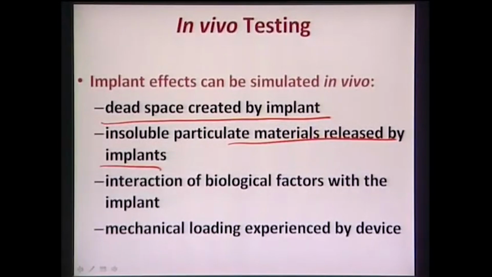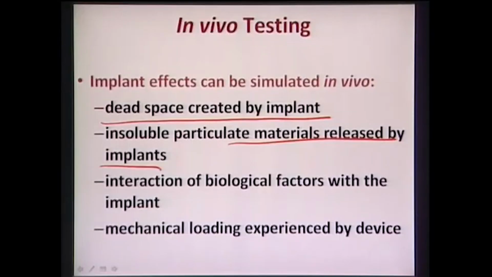If the interface is not continuous, there will be some dead space where there is neither material nor any natural tissue. That is not desirable, because in those cases there will be problems with the mechanical behavior of the bone. The second thing is insoluble particulate materials released by implants. Insoluble particulate materials means certain particulate materials, such as finer debris particles, which can be easily dissolved in the body fluid or body plasma.